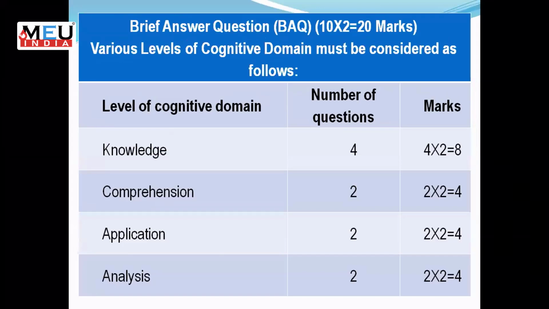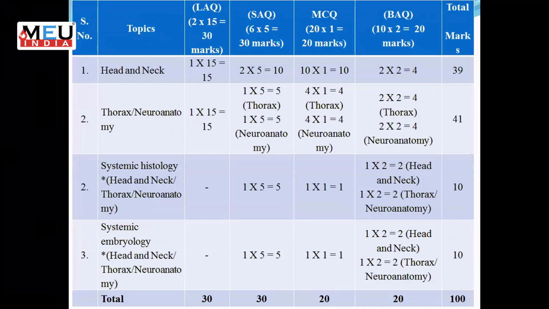And here is the mark distribution of another university. Some universities have a distribution like this, some take a distribution like this. And this is one typical blueprint of a deemed university, which has a split up of marks in this manner. Head and neck: long answer, short answer, MCQ, brief answer, total marks. The same for the thorax, histology, systemic embryology, and the total marks. So this is how they have made a blueprint.